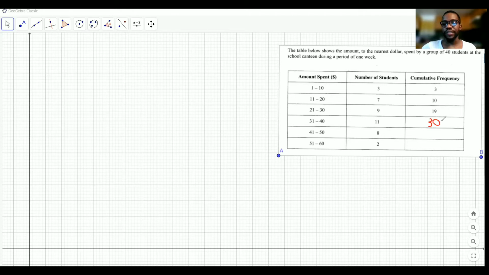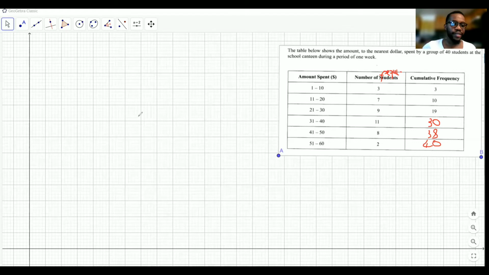Now, my next cumulative frequency is 30 plus 8. By the way, the number of students here is the same thing as saying frequency. A very important point to note. Now, 30 plus 8 is going to give me 38, and then 38 plus 2 is 40. If we want to ensure that this column is correct, we simply add all the numbers here, and we should get 40. All right, there we have it. So I know that my cumulative frequency down here is 40, and my total frequency will also be 40.